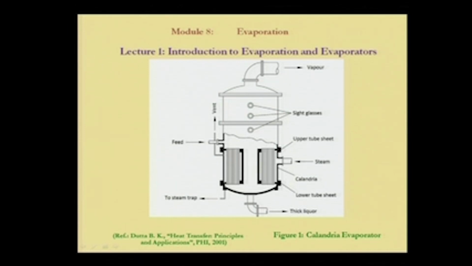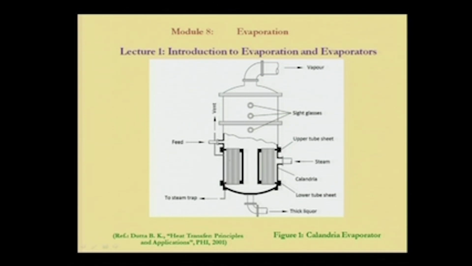If we start with natural circulation, it is happening, as I told you, basically due to gravity and density difference. Here is a typical example of natural circulation evaporation, the short tube vertical, which is also called calandria. You can see this portion, this is the shell.